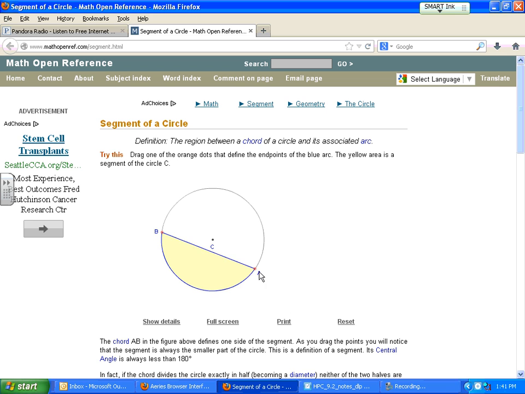Area-wise, how small can it be? Well, it can pretty much be almost nothing. There's still a little sliver right there where points A and B are. There's a little chord that connects them, and there's still a little arc length, but it's just hard to see. So the closer these points get to one another, the smaller our chord, smaller our sector, smaller our segment. And there we have it. Wonderful.